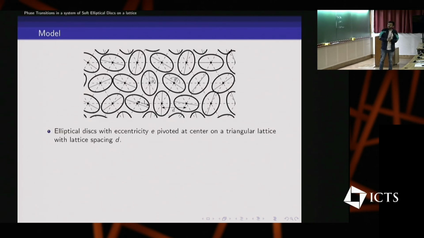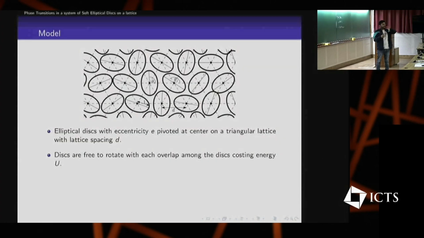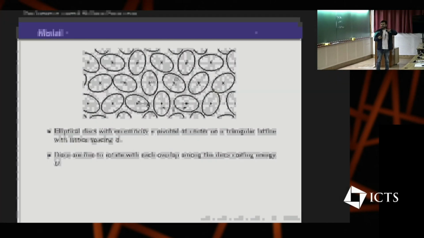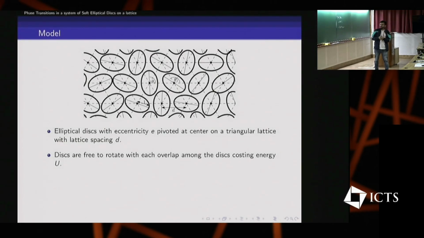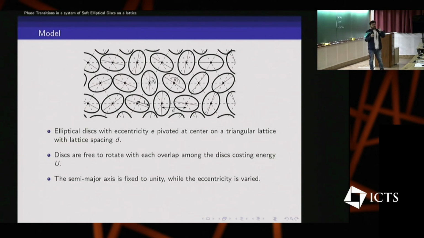Okay, so here's the model. I'm considering a system of elliptical disks with eccentricity E that are pivoted at their centers on a triangular lattice, which has a lattice spacing D. The disks are free to rotate about their centers, and each overlap among adjacent disks costs energy U. It doesn't depend on the extent of overlap, so that's the simplification we have made here. In this ensemble, I'm fixing the semi-major axis to unity while the eccentricity is varied.